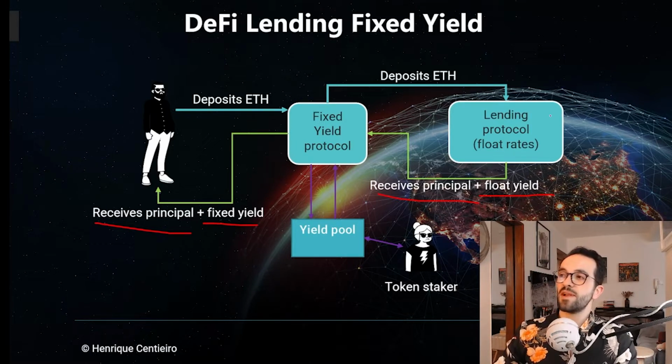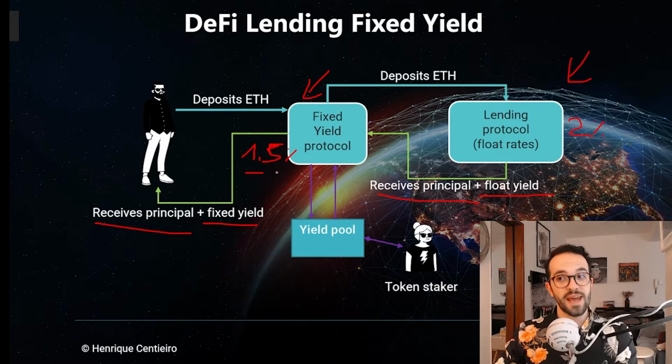Now, of course, for example, if this lending protocol over here, let's say this is Aave and it's paying 2%, they will not pay you a fixed yield of 2%. This is more like an insurance against yield volatility, and they will pay you, let's say, 1.5%. Just like in traditional banking, if you choose to receive the fixed yield, you will have a less favorable yield, but you have a guaranteed yield, right? While if you go directly to the lending protocol, you may get 2%. If you go to the fixed yield, you get 1.5%, but it's guaranteed that you receive this. And that's the main difference.